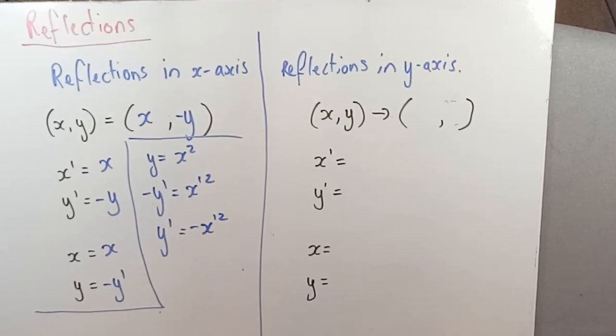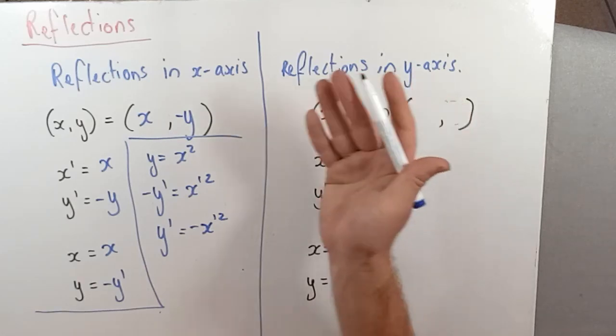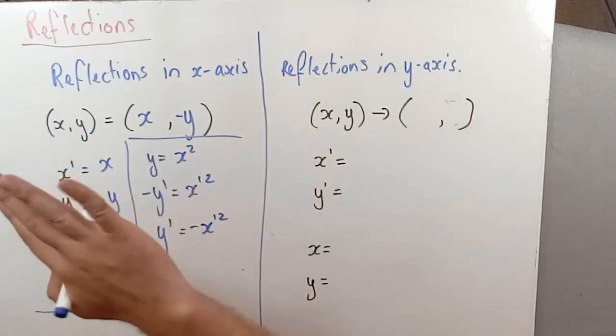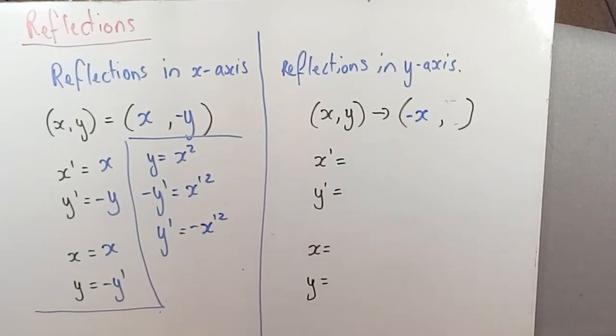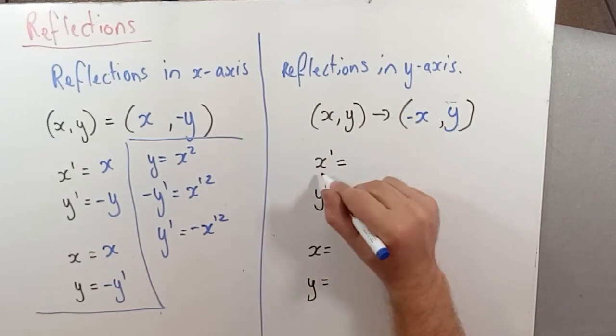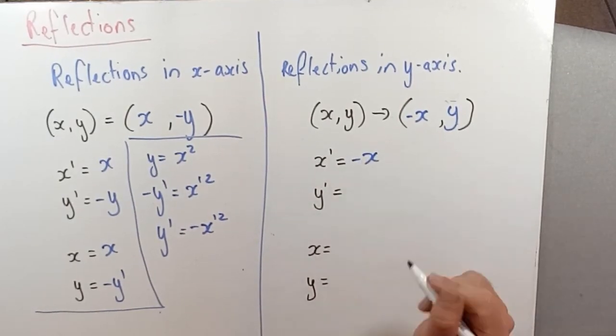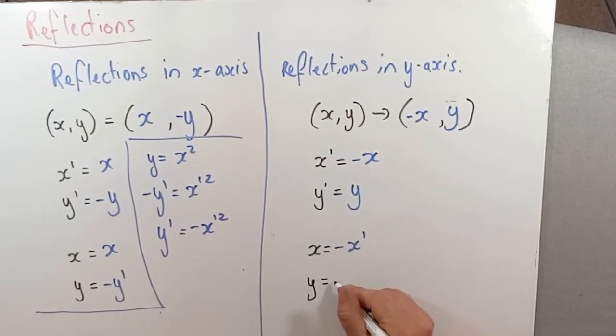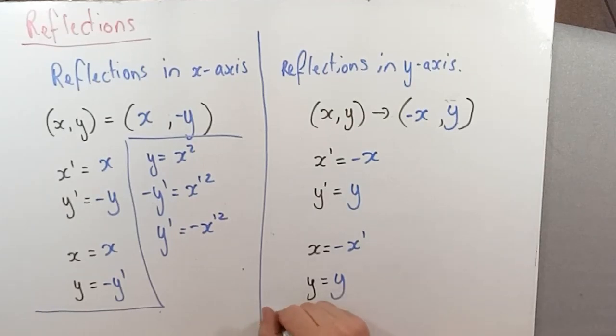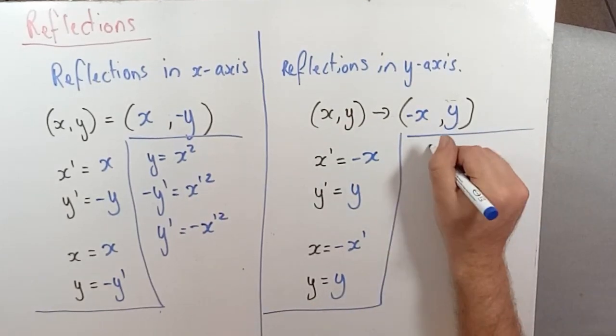And you might be able to guess what happens with our reflections in the y-axis. Okay, so our reflection in the y-axis, we're going to flip the sign of the x values. The y values are going to stay the same. So then our x image is negative x, and our y image is just y. Rearranging. These are very simple to rearrange. What will happen to our x squared graph?